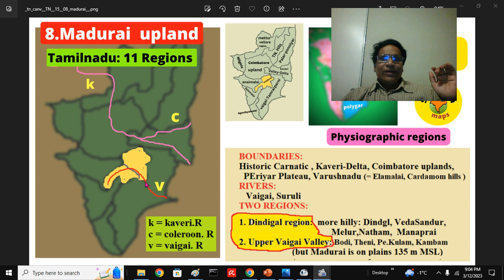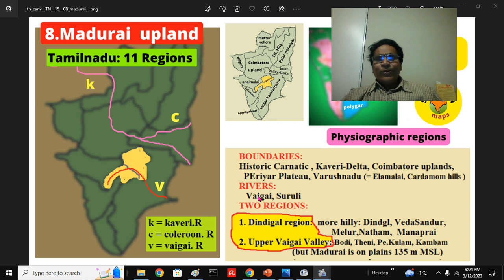We looked before, and these are the Varshinadu mountains. These are the Anamalai and Palanis, and this is the Periyar Varshinadu. You can see these are the boundaries. This is the Vaigai region, the delta region, Kongu Uplands. This is the Anamalai Palani mountains, and this is the Periyar Varshinadu region. The river is of course the Vaigai. Its tributary is Suruli. We will look at it in detail.